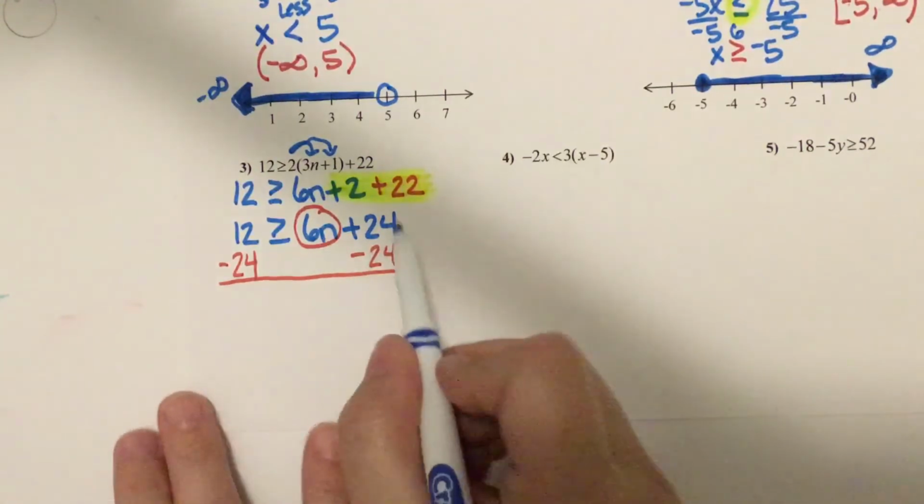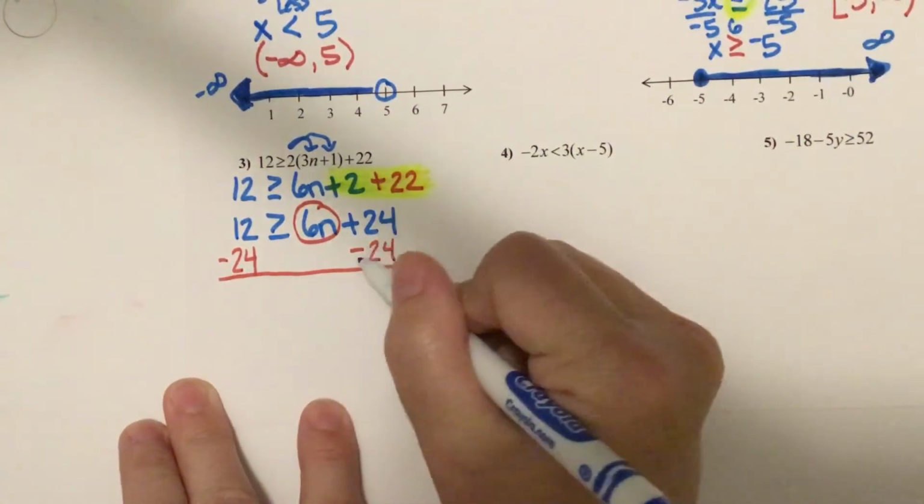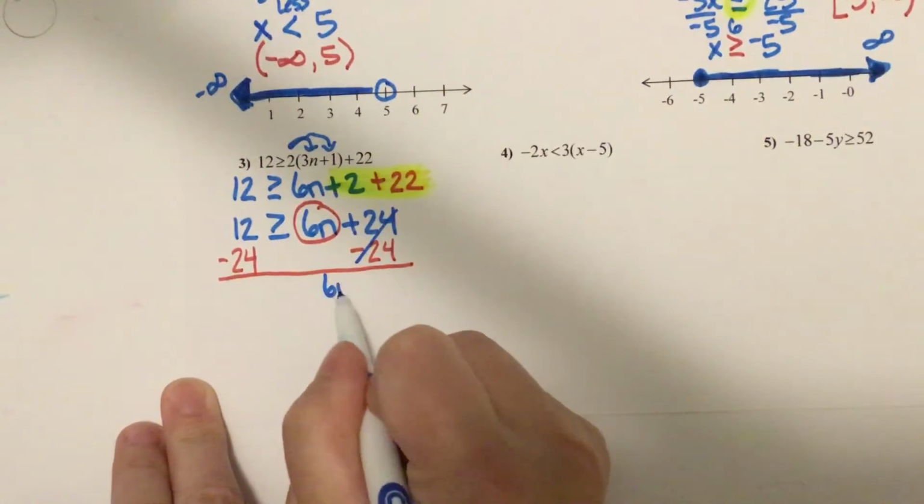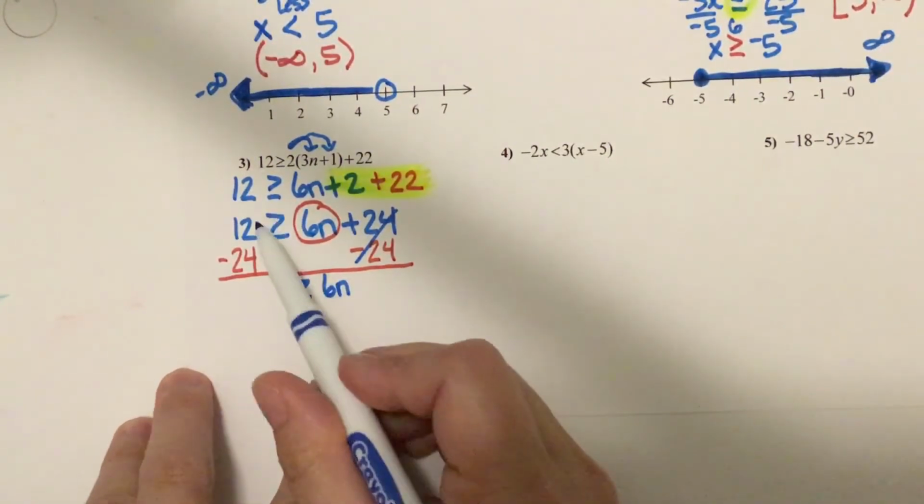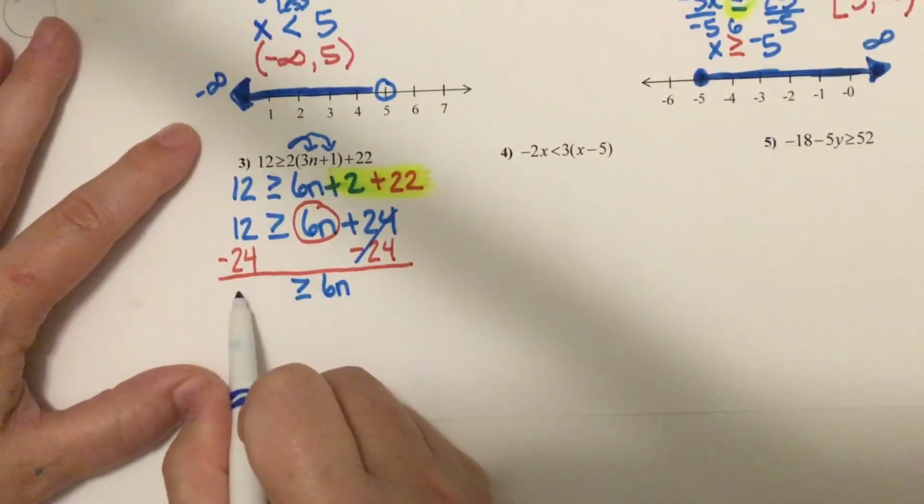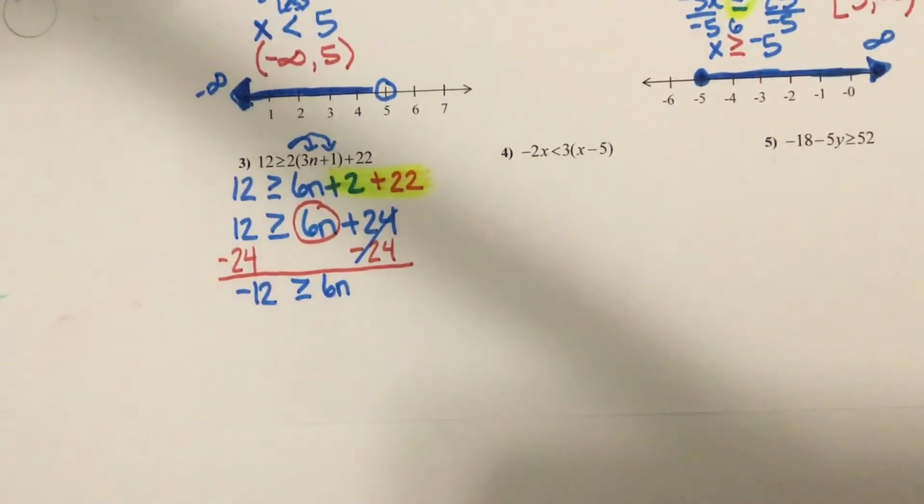All right, so 24 minus 24 is 0. Shoop. Drop your 6 in, drop your symbol, and then 12 minus 24, that makes negative 12. You subtract, take the sign of the larger number.